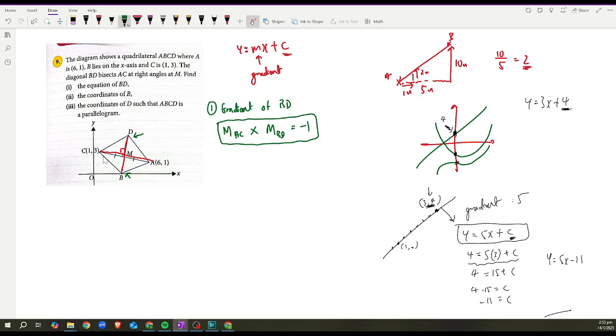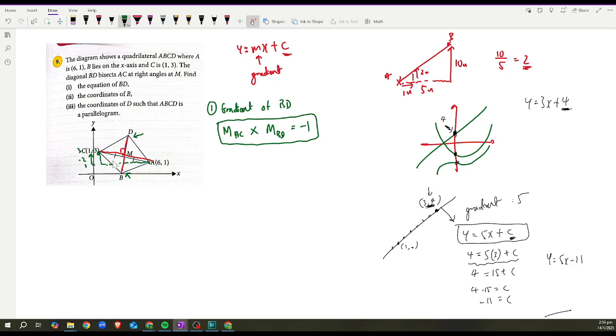And we can find the gradient of AC, because we have two coordinates here. We just have to find the rise divided by the run. We always look at it from left to right. So C is the leftmost point. When it moves to A, it goes down, so the rise is -2, because you see the y coordinate here is 3, and then the y coordinate here is 1.